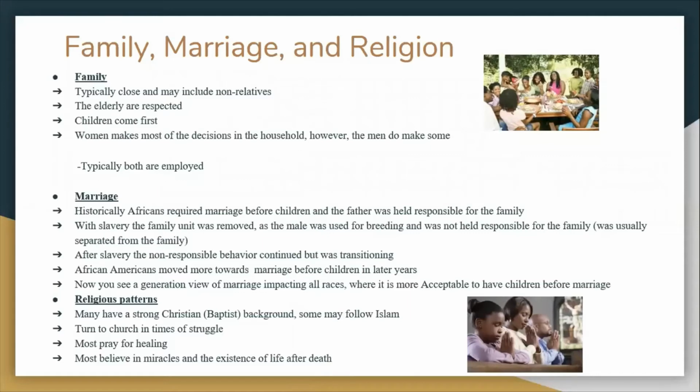Family, marriage, and religion. Family. Typically close and may include non-relatives. The elderly are respected. Children come first. Women make most of the decisions in the household, however, men do make some. Typically, both are employed.